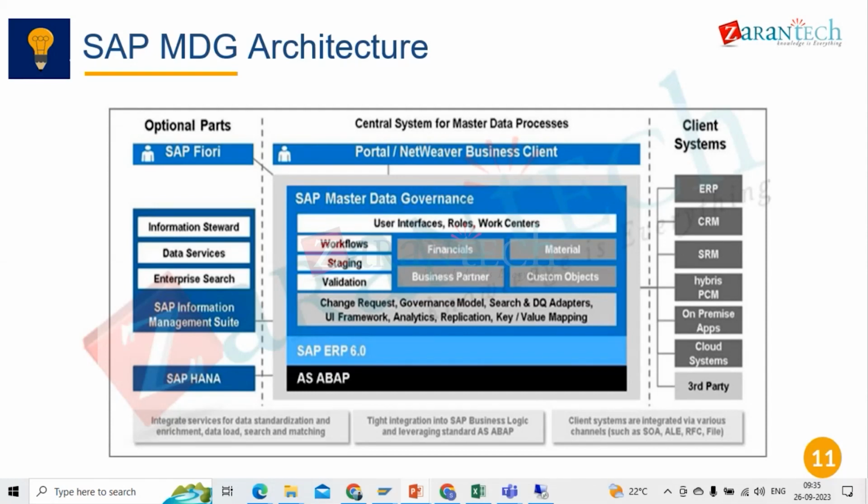Here you can see workflows. What is workflow here? Many examples I have already provided. And staging also: when the user submits any change request data, the data will sit in staging tables. Once the approver approves, only then will the data replicate to all the target systems, the client systems.